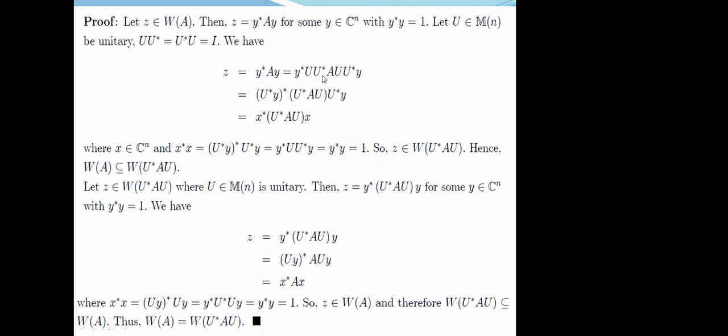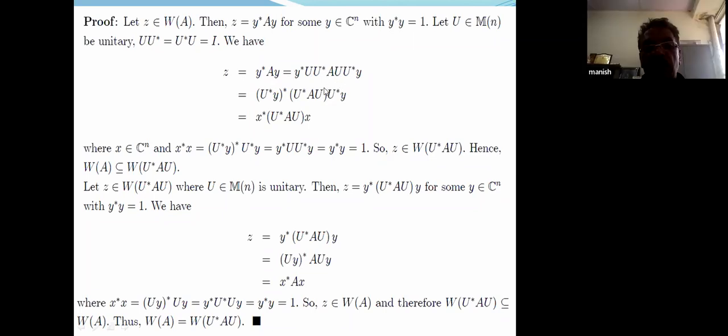UU star is identity. Here also UU star is identity, and this can be written in this form. Now take X equal to U star Y. So this can be written as X star U star AU X. Now X star X, we calculate this. This also comes out to be 1. So this Z is then an element of the numerical range of U star AU. So we have numerical range of A is contained in numerical range of U star AU.